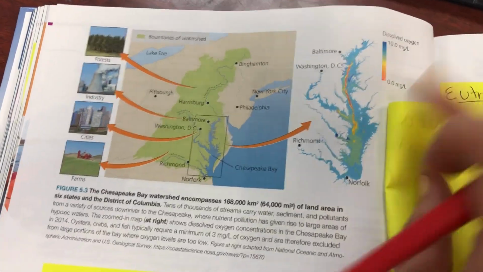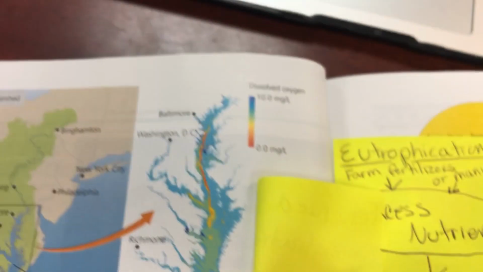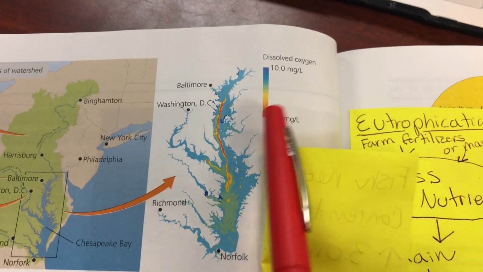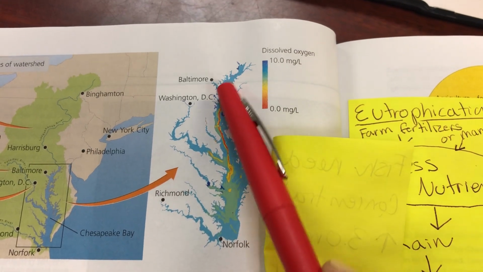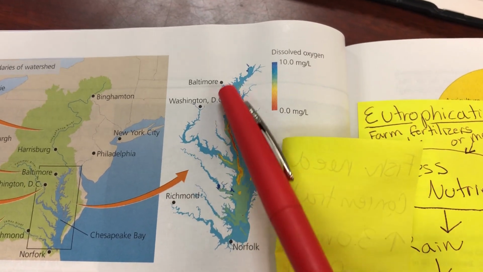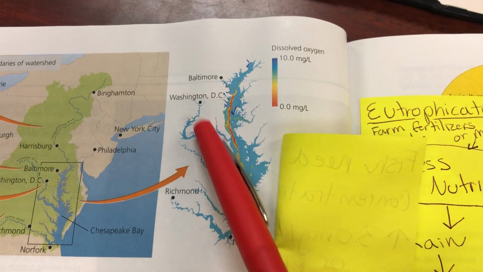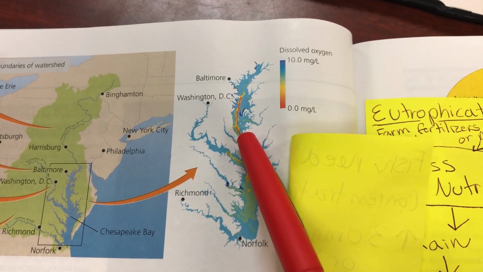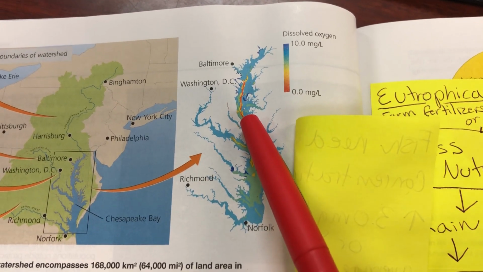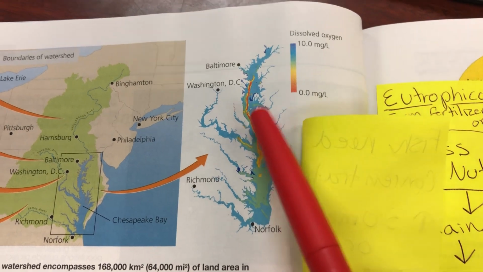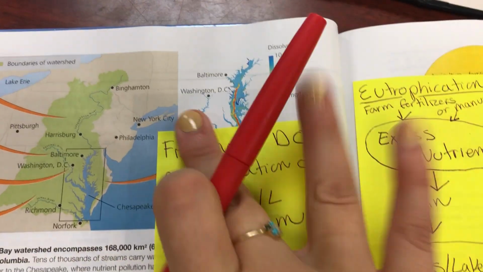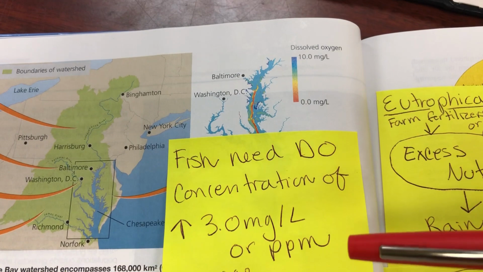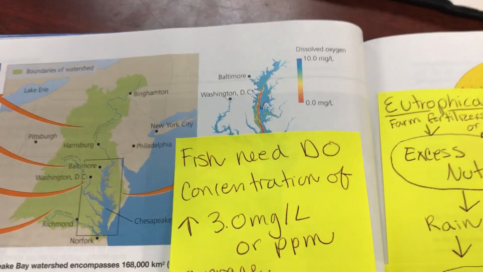So look at that. You can see the dissolved oxygen levels a little bit closer. Here's the bad area, obviously where the major cities are, so it's all due to the runoff going from the tributaries into the different parts of the bay. Okay. So again, under 3, that's when all of your fish, your oysters, and things will end up dying.